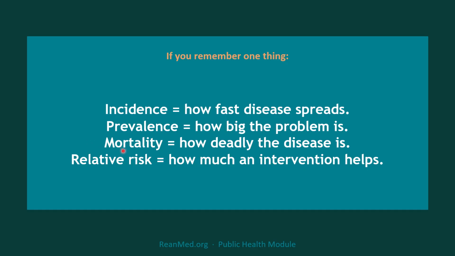Mortality tells us how deadly the disease is, how many people die from the disease. And relative risk tells us how much an intervention helped, right? When we talked about stroke risk, we found that people who took the medication, their risk was cut in half. They had half as many strokes. So this tells us that the medication helps reduce the risk of stroke.